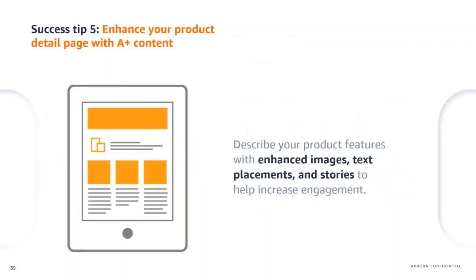Now, on the topic of A+ content, how do you take these steps even further and help make your products even more engaging for shoppers? So you can use A+ content on your detail pages, and this is available to vendors and sellers who are enrolled in Amazon Brand Registry, and it lets you describe your product features with enhanced images, text placements, and also stories. A+ content appears under "From the Manufacturer" on the detail page, and you can build and manage your content easily by dragging and dropping modules to create custom layouts.